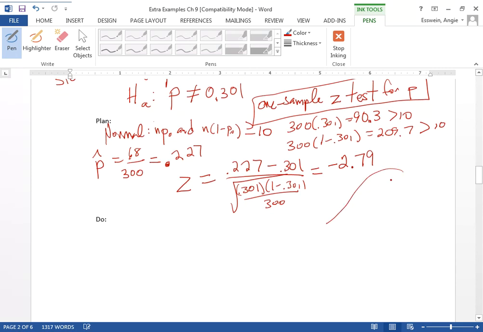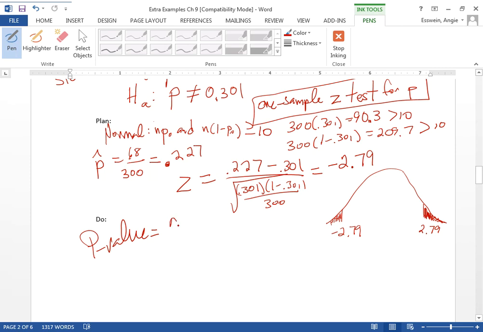So let's figure out what the probability is. I really want you to draw this picture, because what we care about is, this should be very small: what is the likelihood of getting negative 2.79 or less, or on the other extreme, 2.79 or greater? Because those are both far enough away for us to conclude that the population proportion is not equal to 0.301. So when you do your p-value, please don't forget to multiply by 2.